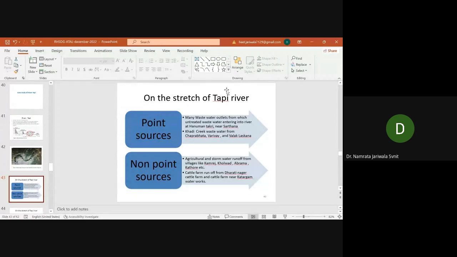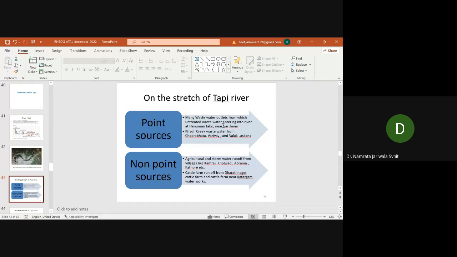Now on this particular stretch of the Tapi, we have analyzed that there are some point sources available, and these point sources are nothing but the treated or partially treated wastewater of Surat city that is entering into the Tapi River. Generally, for all these points, the Surat Municipal Corporation has controlled them very effectively. So they have stopped all the point sources, and there is no illegal flow from this particular source. Whatever wastewater is entering is completely treated wastewater.